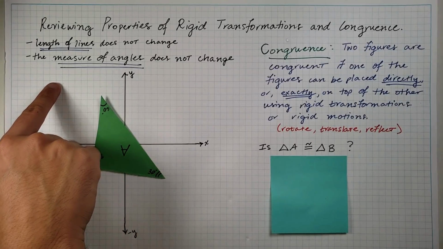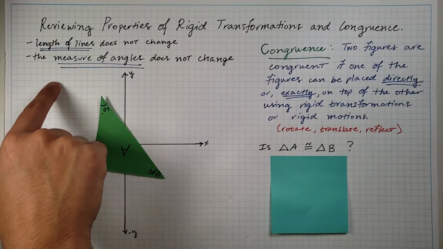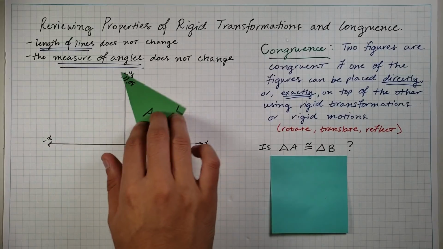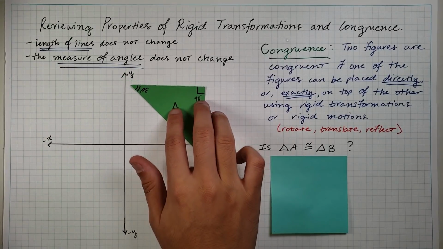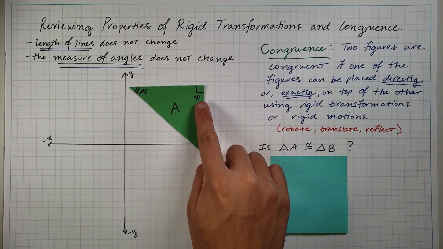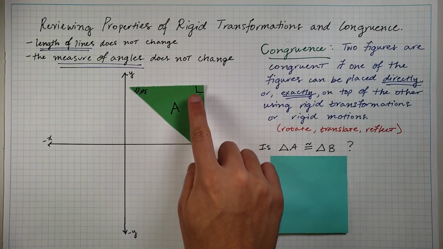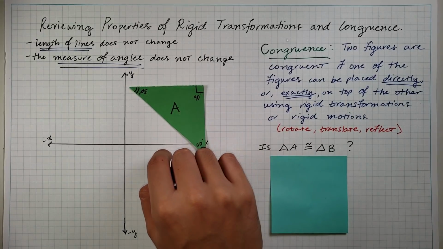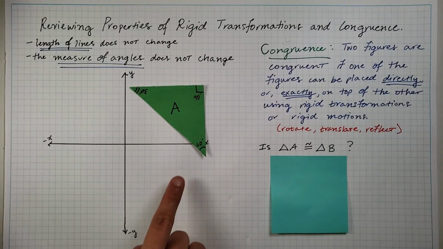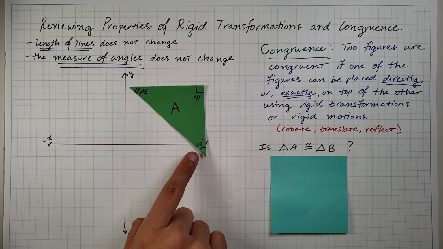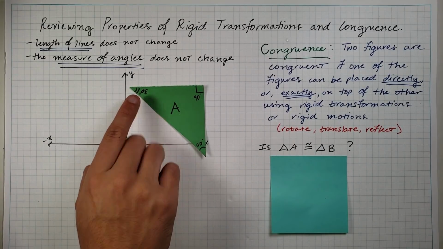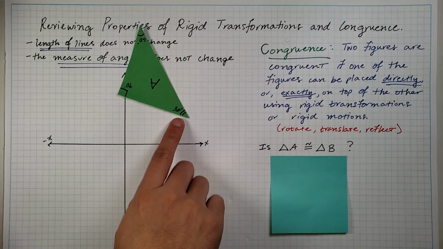Let's look at the next one, which says the measure of angles does not change. As you can see here, the measure of this angle is 90 degrees. It's a right angle, which is why it has the little square in the corner. This one's 60 degrees, and this one's 30 degrees. It's just upside down.